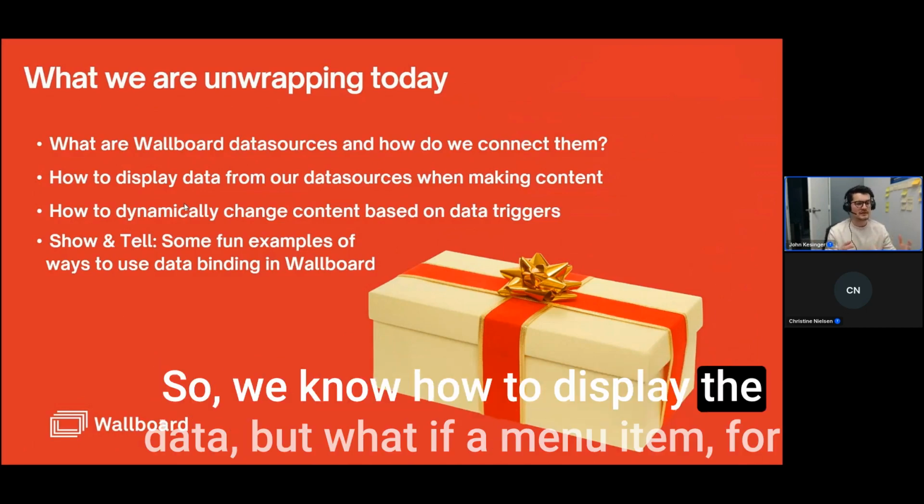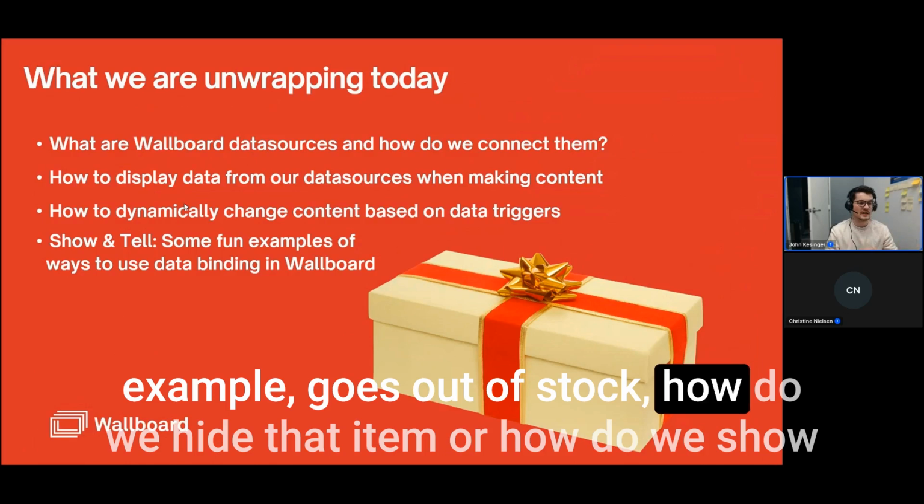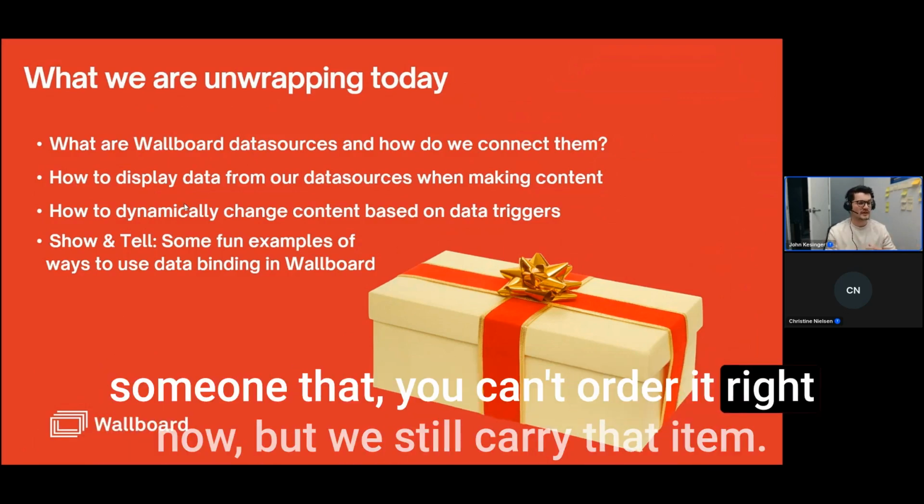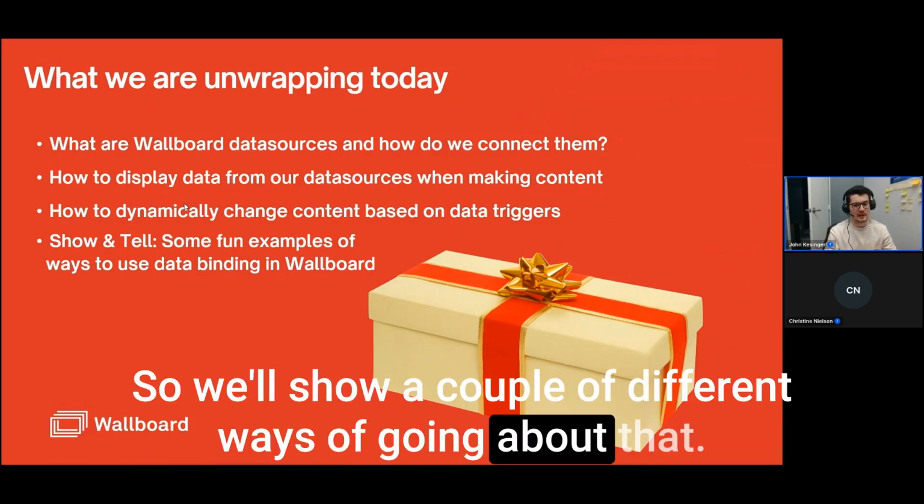The next example would be how we set up data triggers. So we know how to display the data, but what if a menu item, for example, goes out of stock? How do we hide that item? Or how do we show someone that you can't order it right now, but we still carry that item? We'll show a couple different ways of going about that.